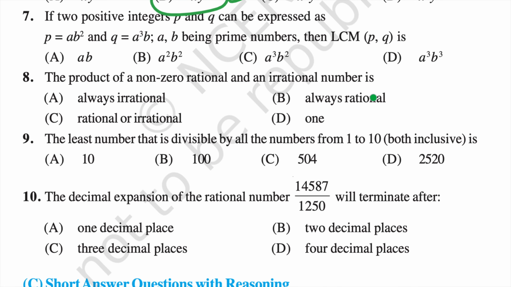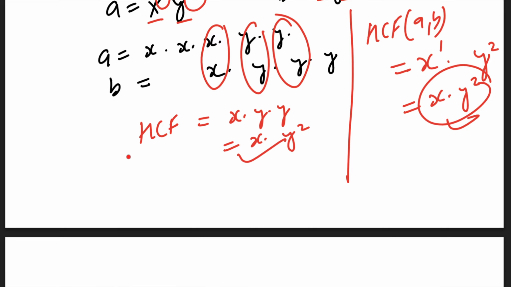Now we have question number 7. Let's do this question. Here, two positive integers p and q can be expressed as p is equal to a b square and q is equal to a cube b, where a and b are prime numbers. So they have done prime factorization again. They are asking for the LCM of this. So the p value I can write as a b square, and the q value I can write as a cube b.